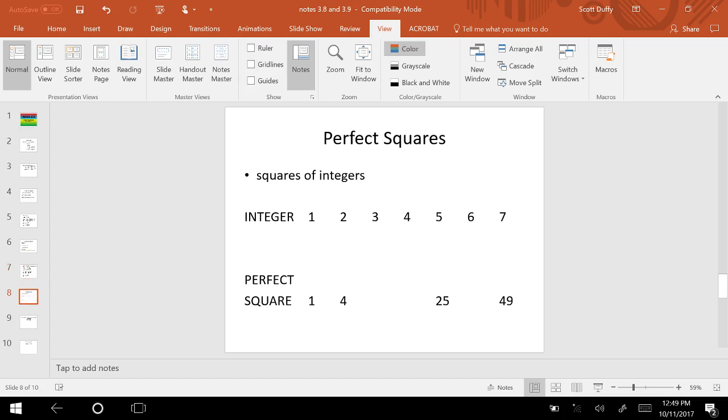Perfect squares are squares of integers. So 1 squared equals 1. 2 squared equals 4. 3 squared is 9. 4 squared is 16. 5 squared is 25. 6 squared is 36. And 7 squared is 49.